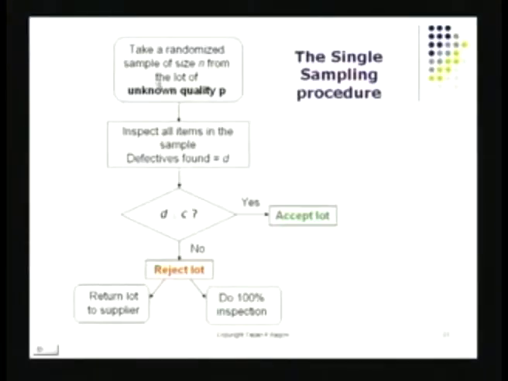We ended the last session with a short view of the single sampling plan. In fact, that plan is still showing on the screen there. I take a lot of size big N. I sample n items out of it, which is of lot quality P, an unknown quantity, and I inspect all the items there. The number of defects turns out to be d, and then I compare that number of items found defective, that little d, to this control number called C. If d is less than or equal to C, I accept the lot, otherwise I reject the lot.